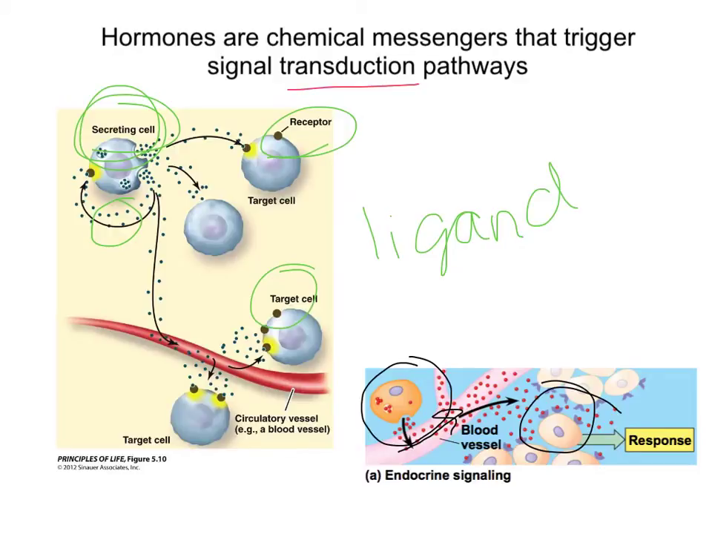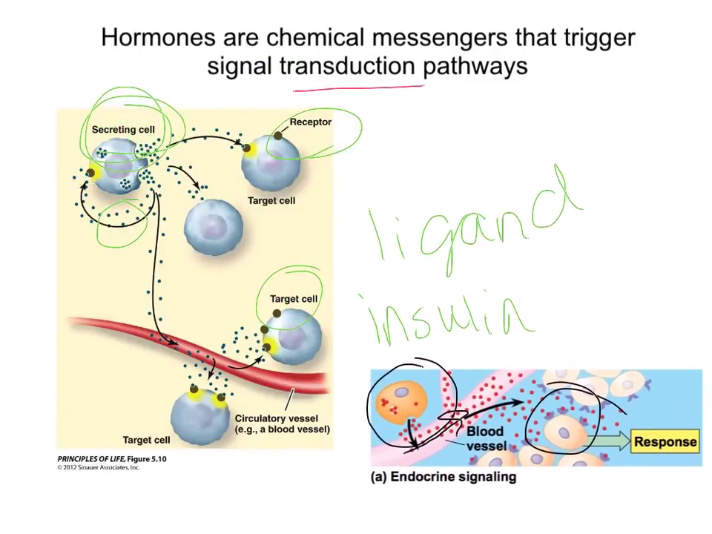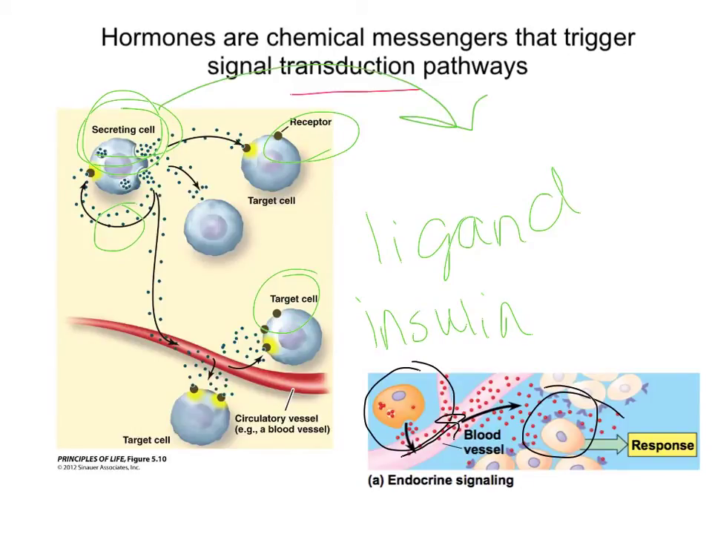For example, insulin. Insulin is a hormone that is secreted by the pancreas. When that hormone is secreted by the pancreas, it stimulates the cells to remove glucose from the bloodstream. So if we start applying this vocabulary that we just talked about, we would have our secreting cell. In this case, our secreting cell would be the beta cell in the pancreas. So that's my secreting cell. Insulin is going to be my ligand, so that's what would be secreted from the beta cell of the pancreas.